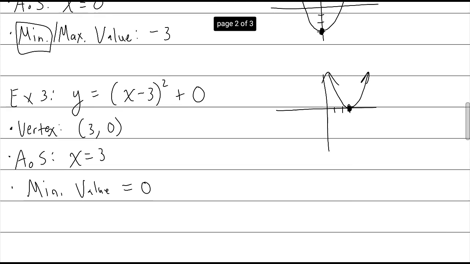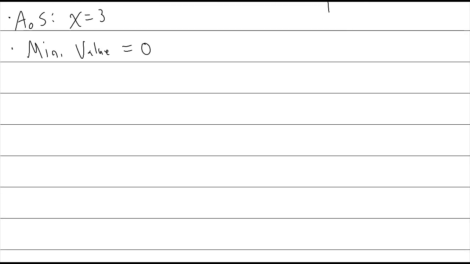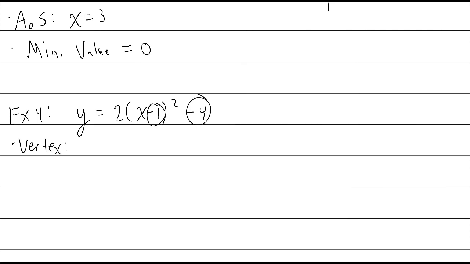Okay, let's do one more of these problems. y equals 2(x - 1)^2 - 4. Vertex: (+1, -4). Axis of symmetry, x equals 1.